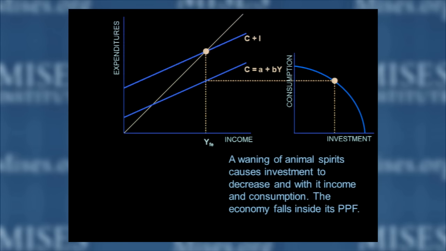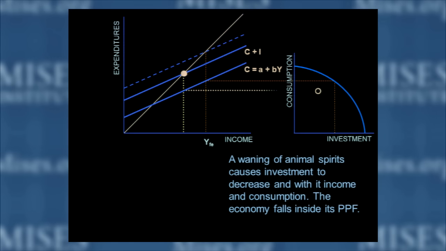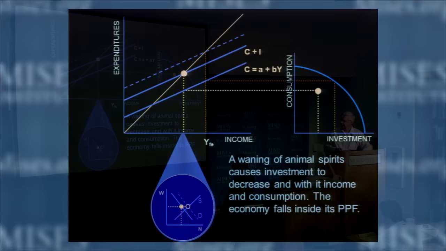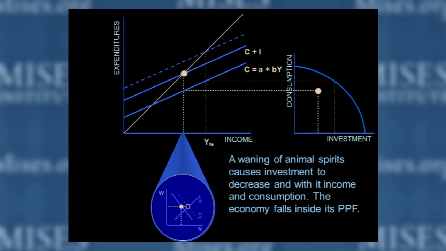Okay, now again, we're going to watch the waning of the animal spirits cause investment to decrease, and with it income and consumption. But now what I want you to look at is the PPF diagram. You know what's going to happen to the other one because you've already seen it. But let's watch the shift. There's the shift in C plus I, and here goes the economy. So what you see, the economy falls inside the PPF. Consumption and investment move in the same direction. They both go down together, they both go up together. So there's no way you can move along the PPF. And again, you have your going wage, but it's not in equilibrium anymore.